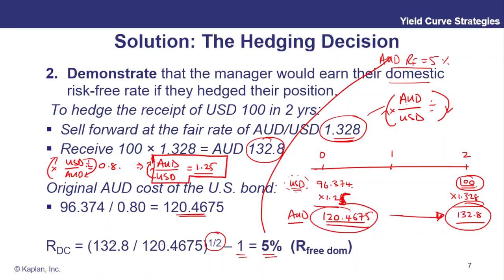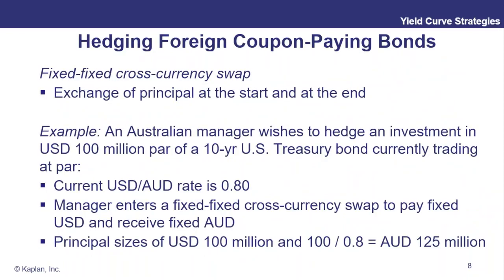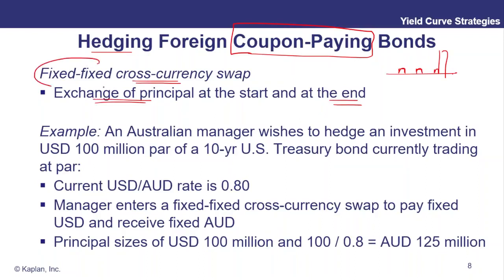Okay, so the analysis so far has been relatively simplistic in so much as we've been dealing with zero coupon bonds. Let's complicate things a little bit by thinking about hedging a foreign coupon paying bond. Now we know a coupon paying bond has got regular coupons coming in and then a par payment back at the end. The instrument that we're going to use to hedge regular coupons coming in is a cross-currency swap, where we exchange principal at the start and the end of the swap. Remember with cross-currency swaps, we're going to assume we've got fixed legs, and you do exchange principals at the start and the end of the swap.